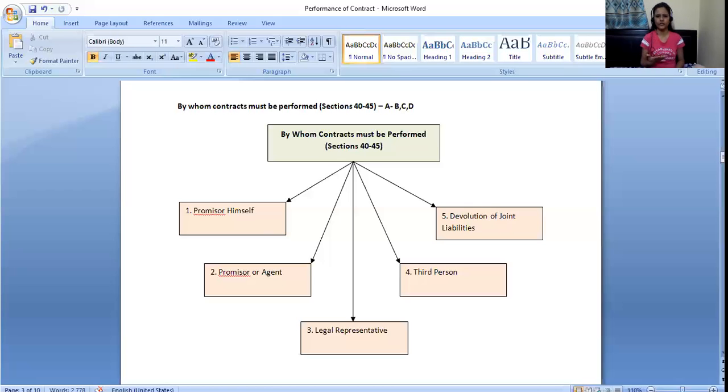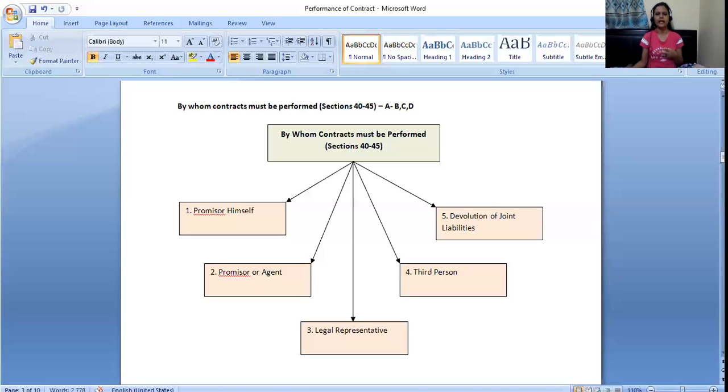So by whom should a contract be performed? It may be performed by the promisor himself if it is specifically mentioned in the contract. He should not delegate that work to someone else if it is specifically mentioned in the contract. You can take the example of anything that involves a personal skill, right? Singing, painting, writing, or anything which involves a certain skill. That needs a skill.